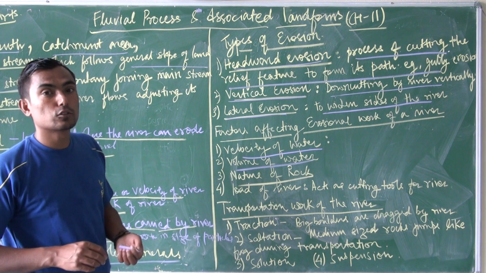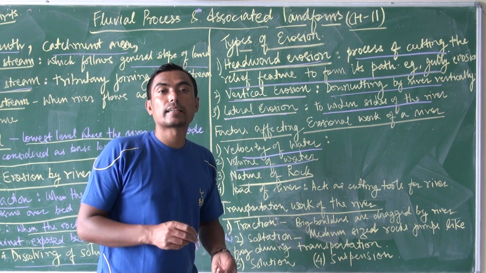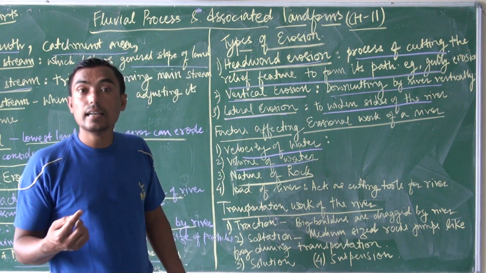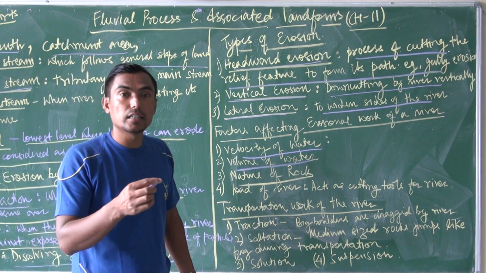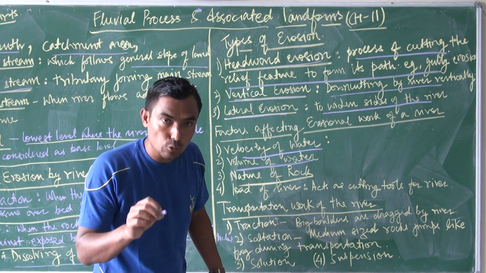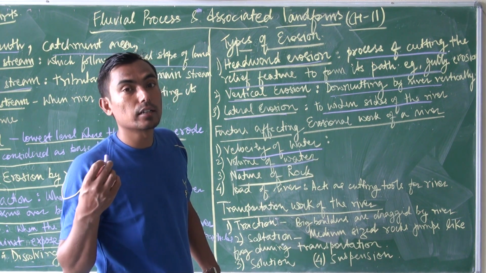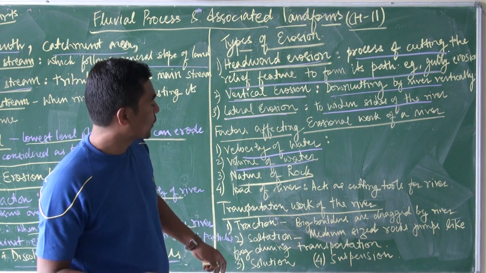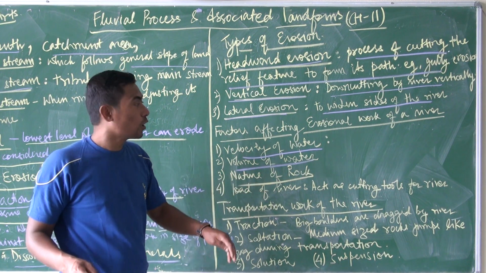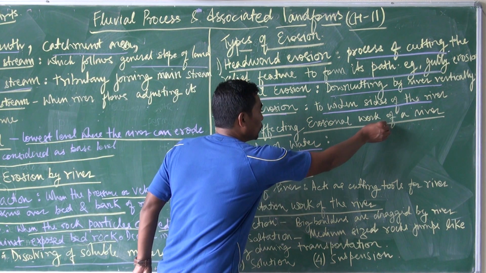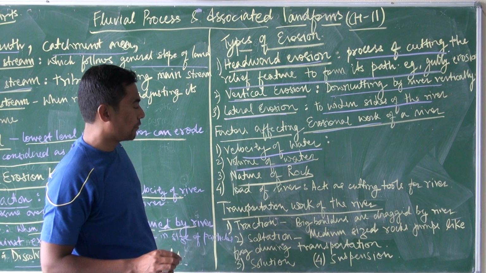Nature of rocks. If the rock is soft in nature, it can be eroded very easily. If the rock is hard in nature, it is eroded, but it takes a longer period of time for its complete erosion. So because of that, the nature of rock also determines the erosional work of a river.